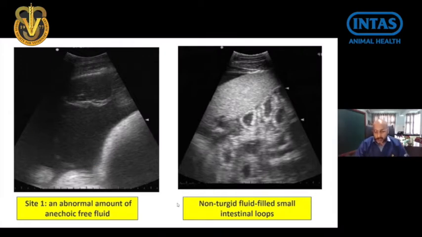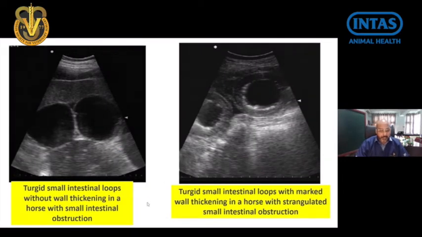Here you can also find non-turgid, fluid-filled small intestinal loops. You can see the fluid-filled small intestinal loops here, the fluid here and here. These non-turgid intestinal loops also indicate obstruction. Going further, these are turgid small intestinal loops without wall thickening. There is no wall thickening. So always look for wall thickening whenever the intestinal loop is turgid.